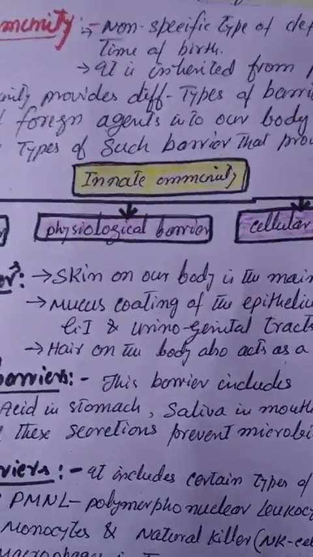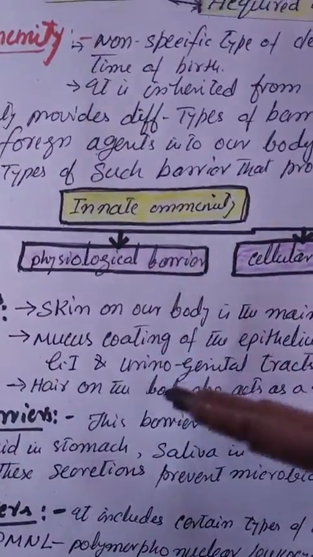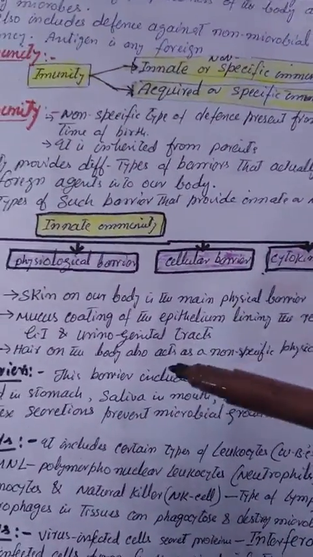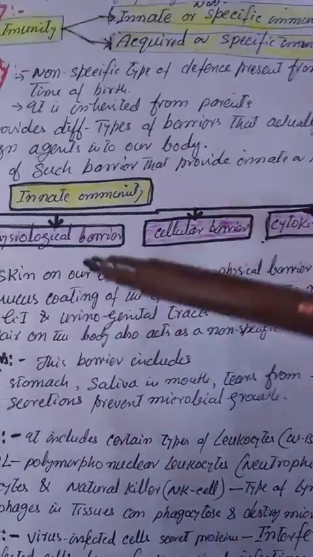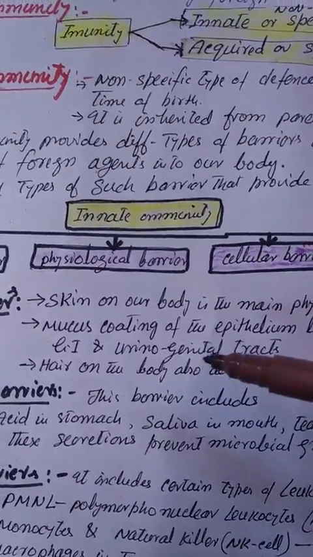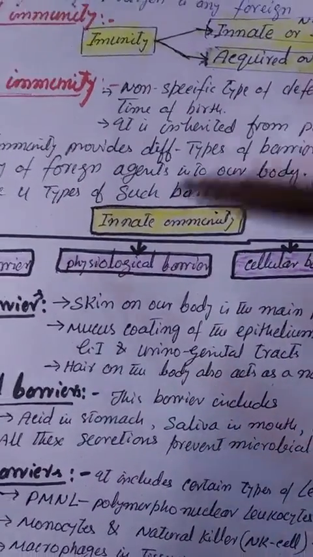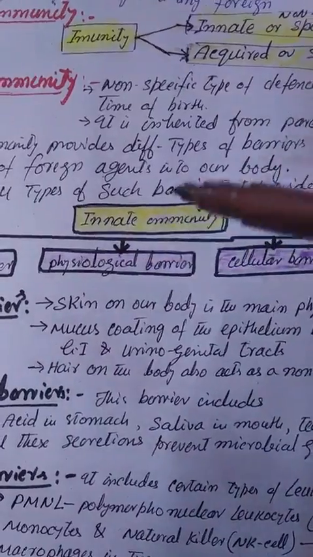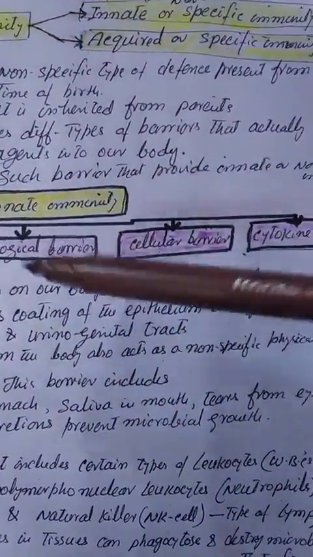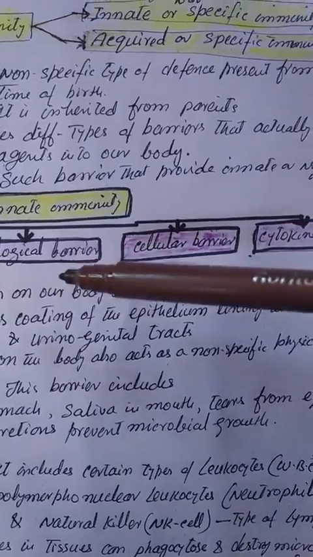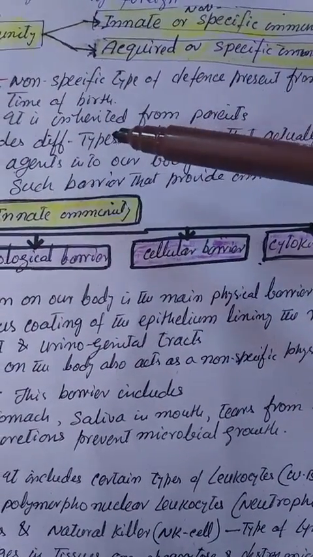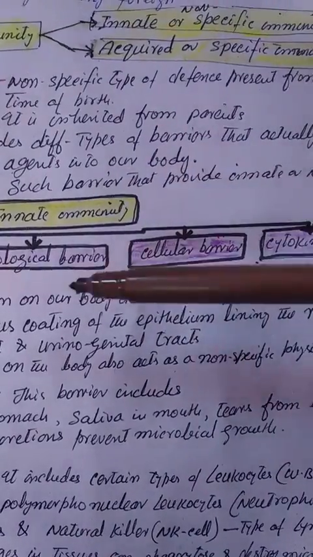In addition to the skin, the mucus coating of the epithelial lining of the respiratory tract, gastrointestinal tract, and urinogenital tracts also acts as a barrier. Also, hairs on the body act as a non-specific physical barrier that blocks the entry of foreign disease-producing germs or antigens into our body.